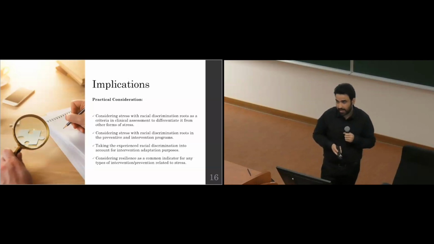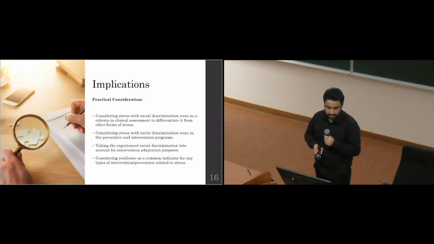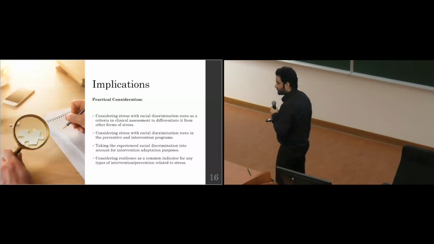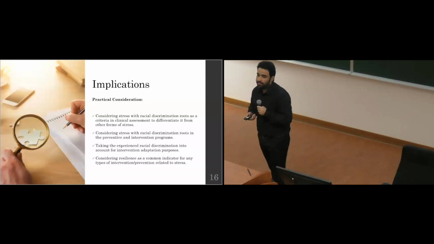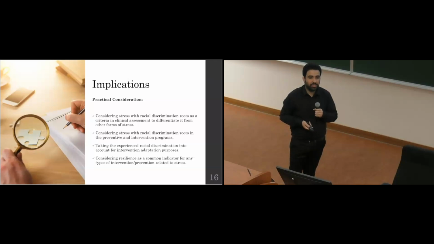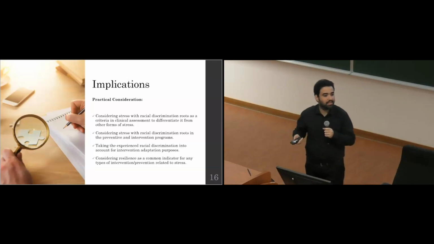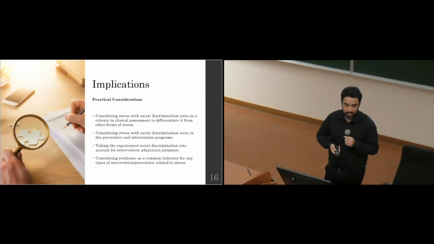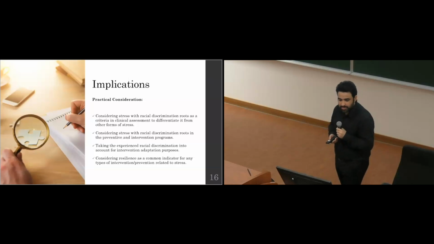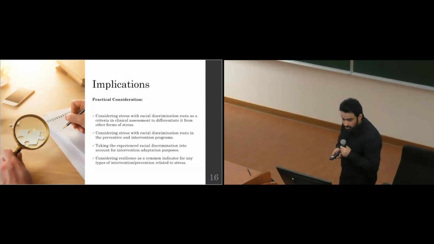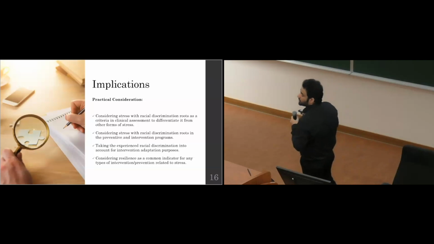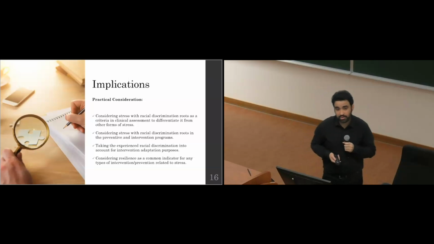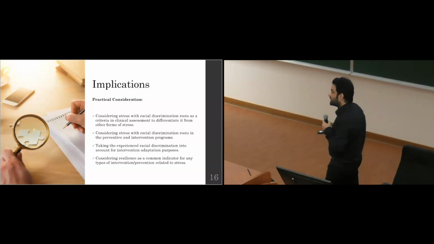And this measure and these clusters will help us with our clinical assessment, in order to adapt our intervention or preventive programs based on the clusters when we have visitors that have this problem, for instance. We also need to take experienced racial discrimination into account for our interventions as well. We also need to consider resilience as a common indicator.